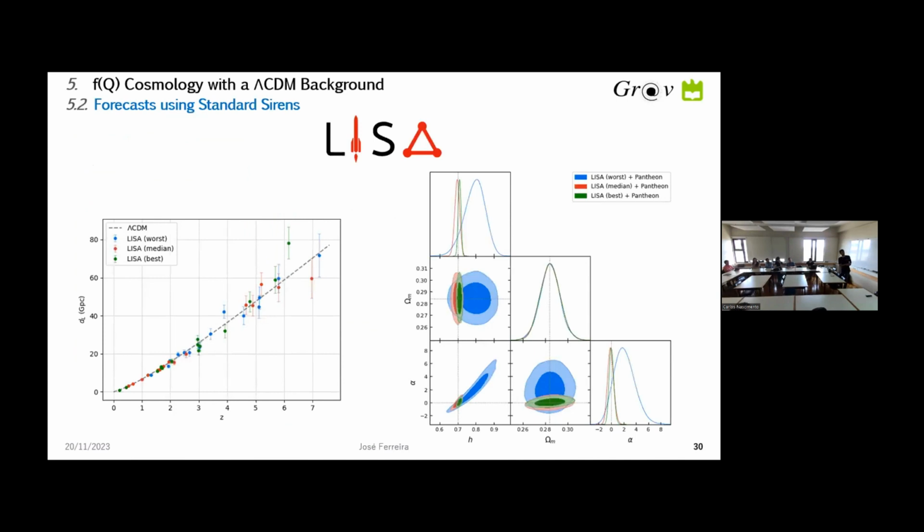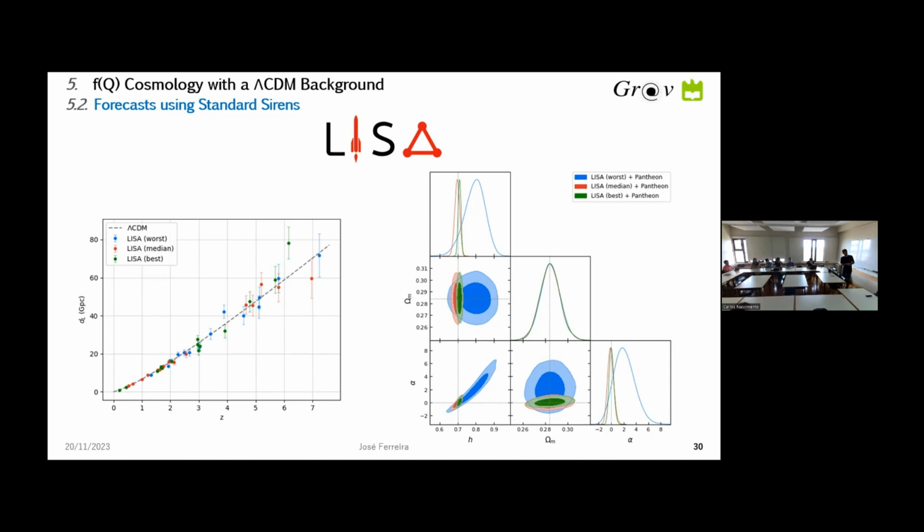Okay, so here is the forecast set by LISA. We can see the corresponding catalogs on the left and the corresponding constraints on the right. If you look on the right, you can see the worst catalog by LISA, which is in blue, is significantly worse when compared to the median catalog that's measured by LISA, which is in red. By contrast, the median catalog, which is again in red, and the best LISA catalog, which is in green, are very similar to each other.